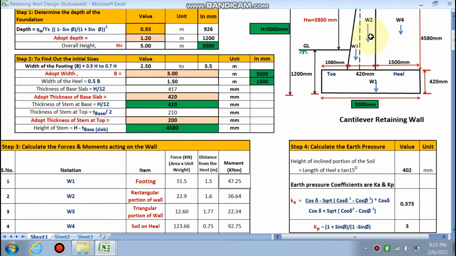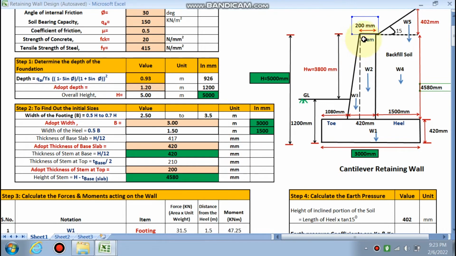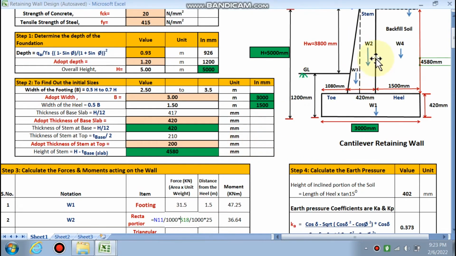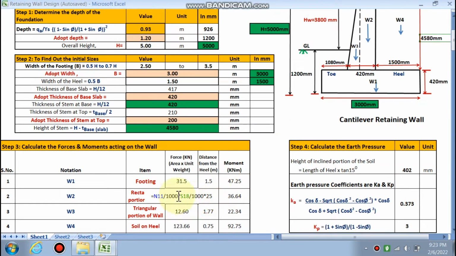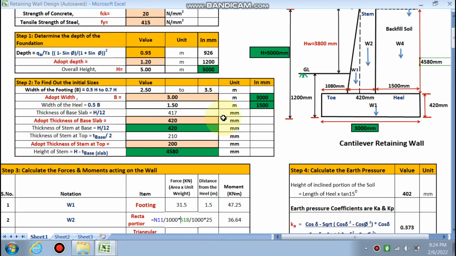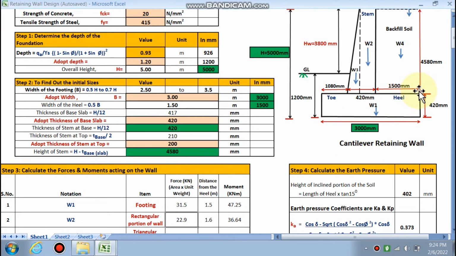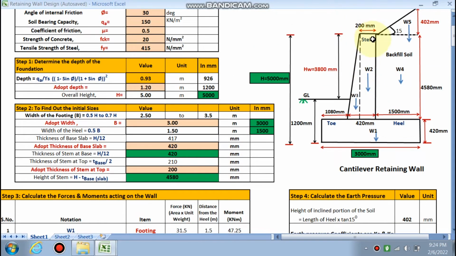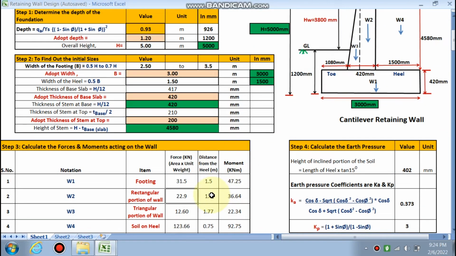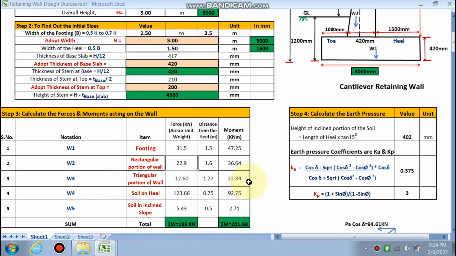Accordingly, W2 is there, you have to find W2. So how will you find the force? Force is this area you have to find, and the concrete 25. So the formula is area, this is 200 by this overall length 4580 into the unit weight of the concrete, right? And how much is the distance? Distance is 1.5 plus 200 by 2, 1.6. So 1.6 is there, right? All these are there.